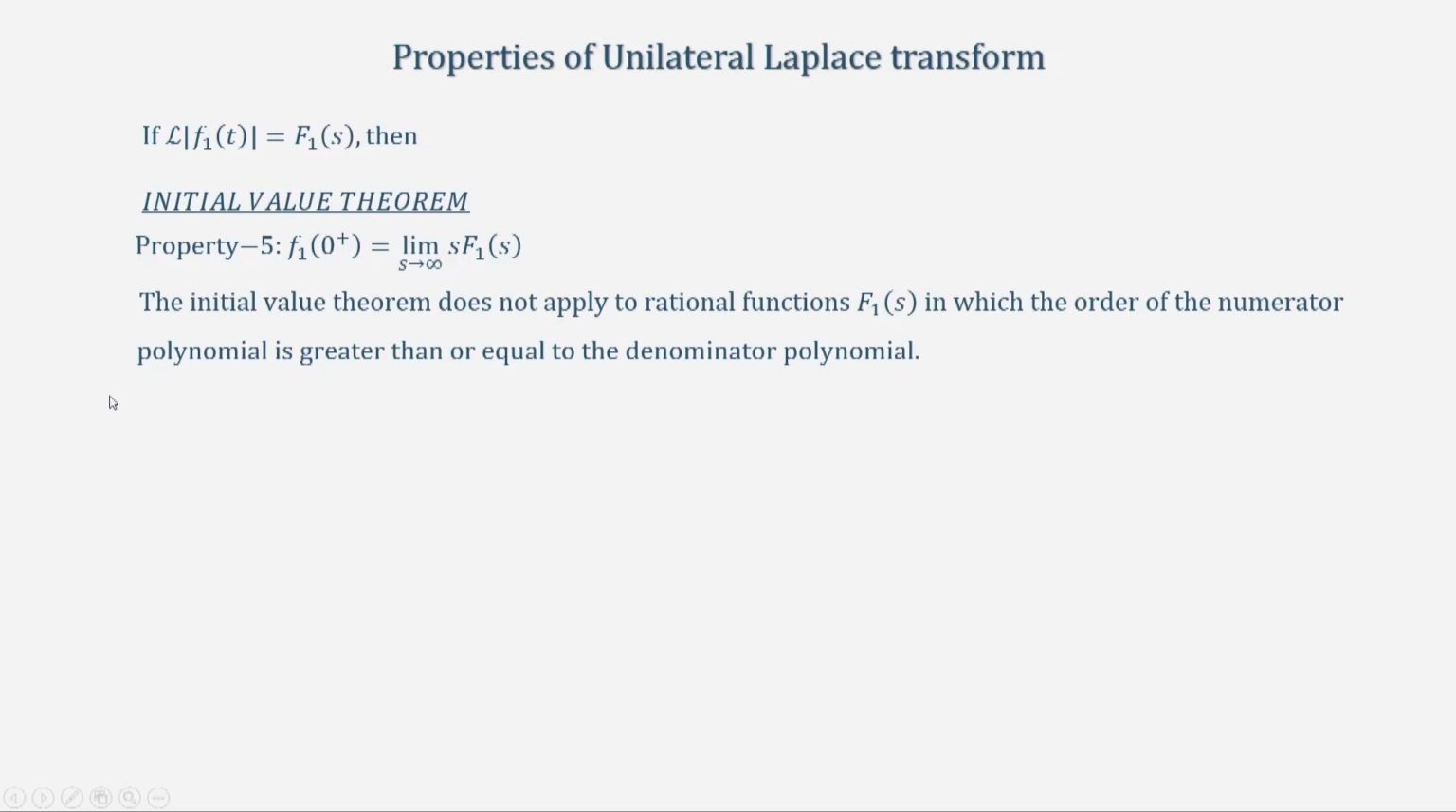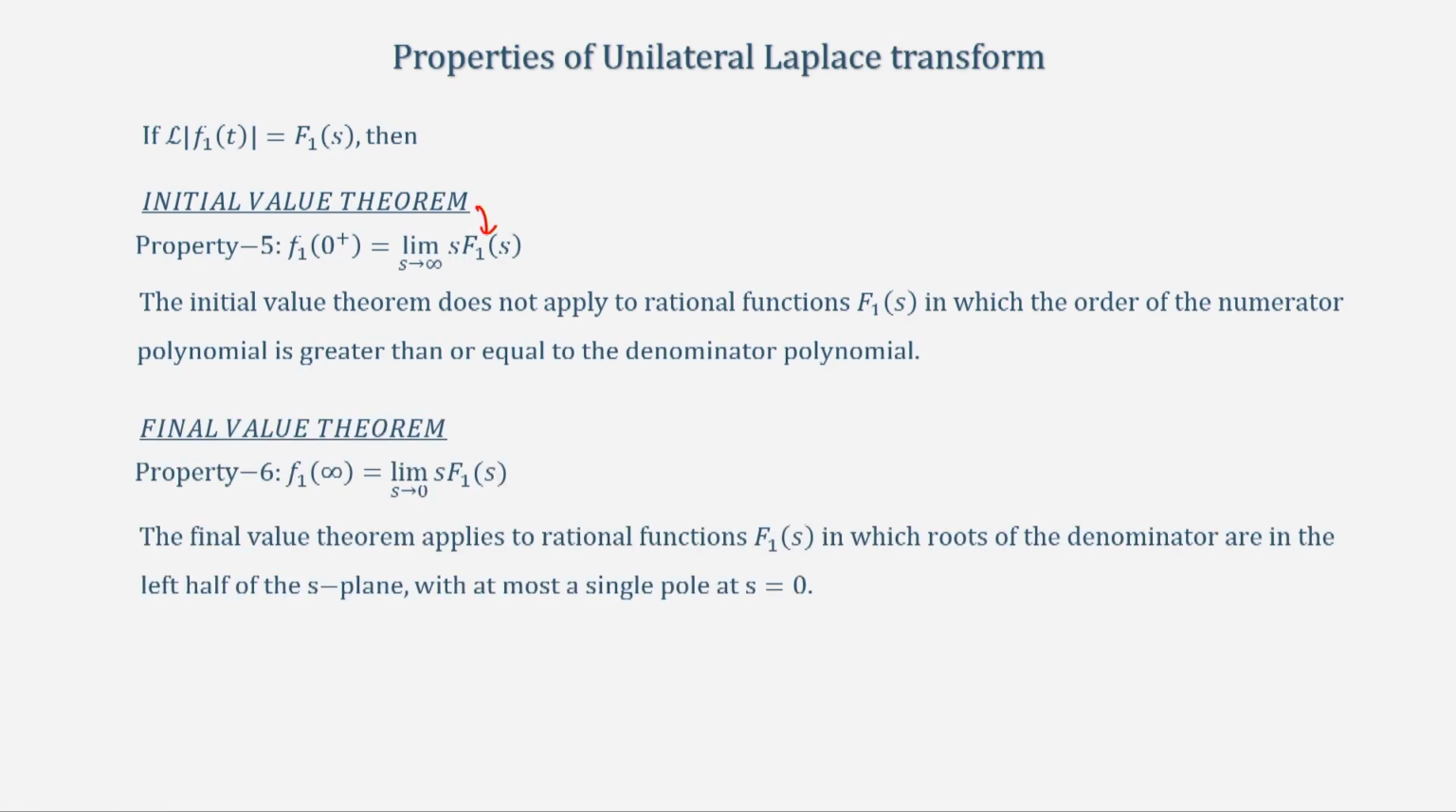Very important point, people do make mistakes in it. They think that I can directly use the initial value theorem, but there is a very important note to keep in mind: this formula is not applicable always. So, you have to look at F1(s), and it has to be strictly proper. Strictly proper means the denominator's degree must be strictly higher than the numerator's degree for this to be applied. And the second one, the final value theorem, applies to rational functions F1(s) in which the roots of the denominator are in the left half of the s plane with at most a single pole at s equal to 0.